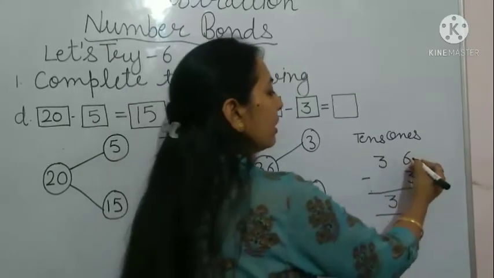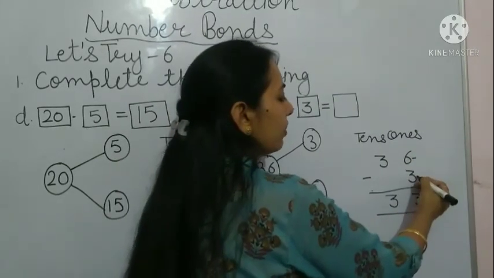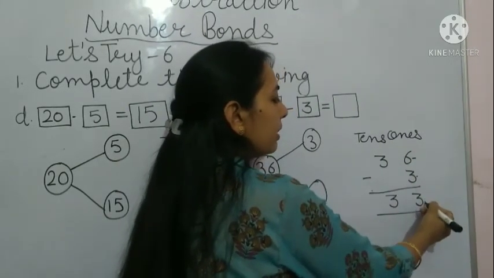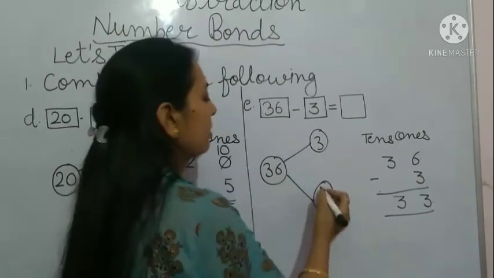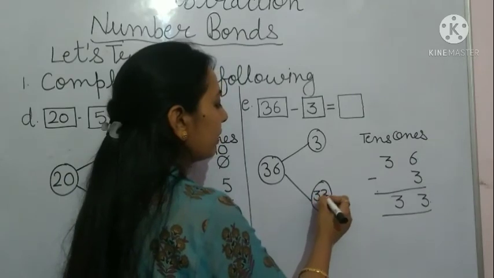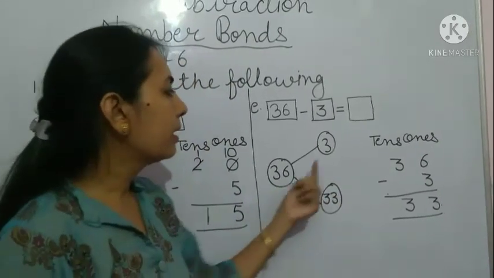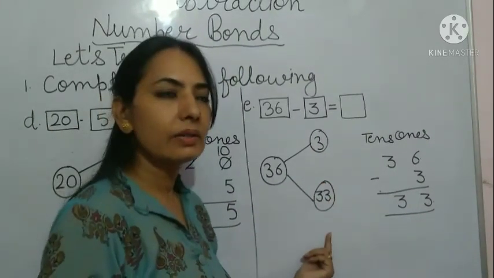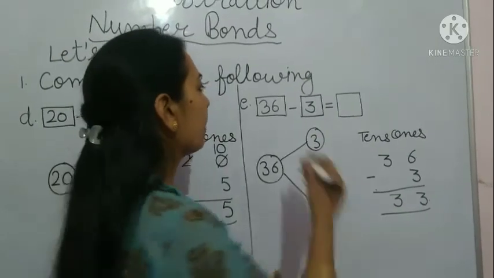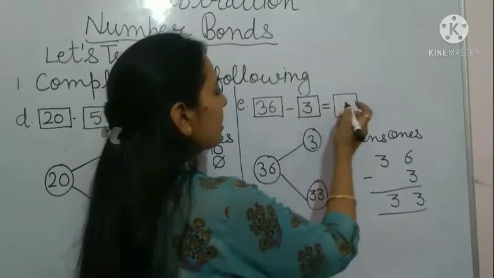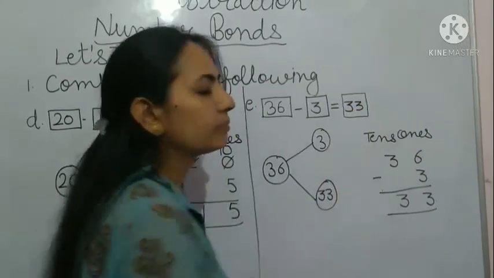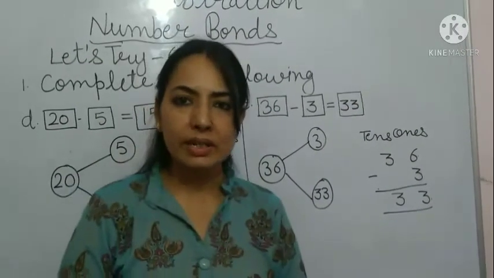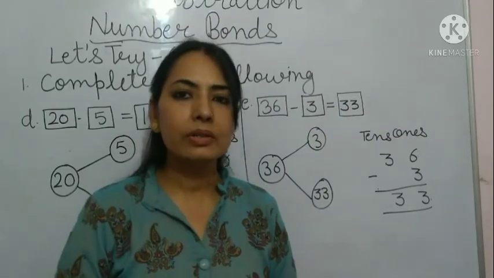So 36 is the whole, 3 is a part, and 33 is another part of 36. So we will write here 33. There are two parts of 36, 3 and 33, and this is the answer also. If we minus 3 from 36, we get 33 as the answer. So this was your last try 6 and you have to complete it in your books.